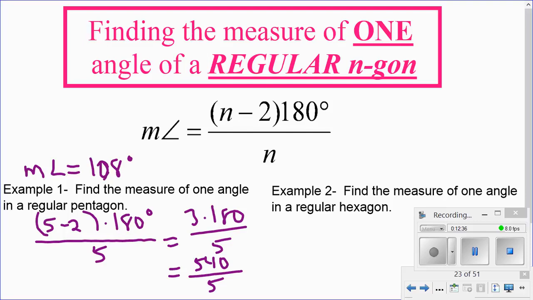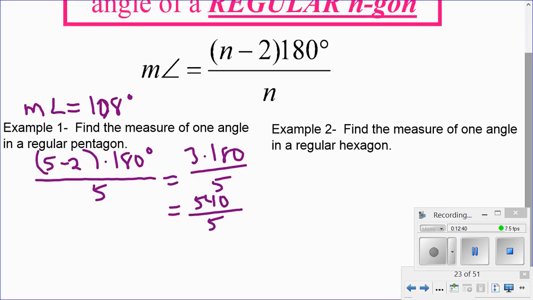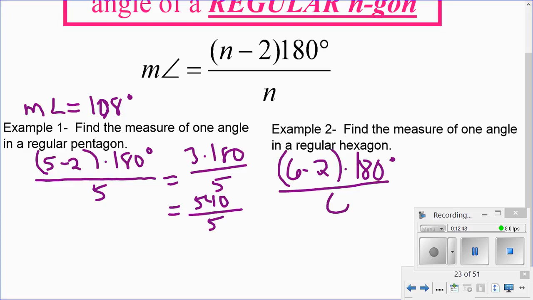Next, this time it's still regular, but it's a hexagon. So we'll subtract 6 minus 2, and we'll multiply that by 180. Again, that'll give us the sum of the interior angles, and then we'll divide that by 6. So that's 4 times 180, and we'll divide that by 6.